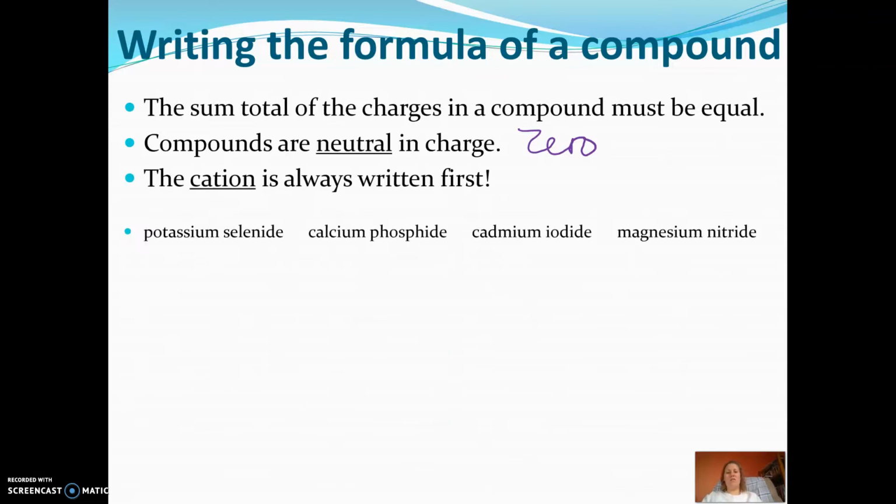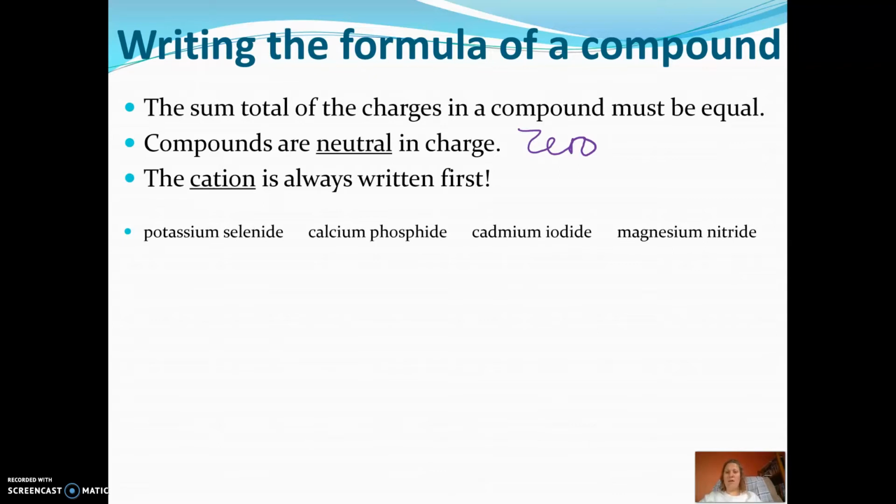Always the cation is written first. And why do I keep saying cation? 99.9% of the time, if it's an ionic compound, it's going to be a metal. There is one positive ion that is called polyatomic, which we'll actually do Monday.